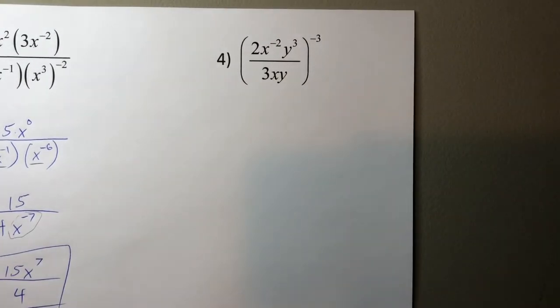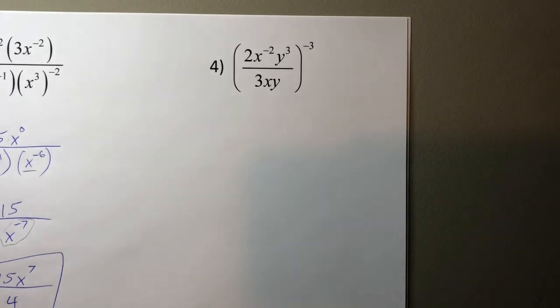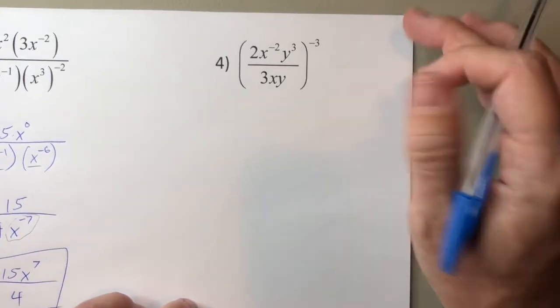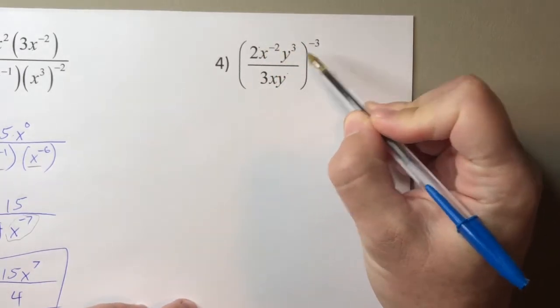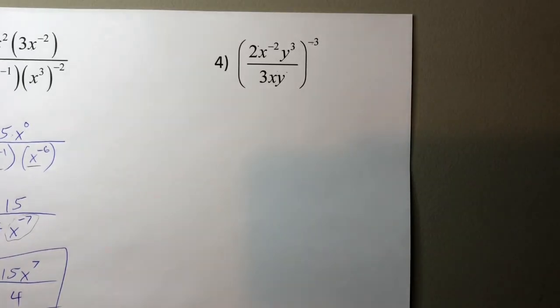Okay, let's take a look at number 4. Number 4, you have a quotient to an exponent. All right, so you could handle this again. You could start these off in different ways. You could distribute this negative 3 through every single exponent. Multiply every single exponent by this negative 3. You're allowed to do that. However, I'm not going to do that.